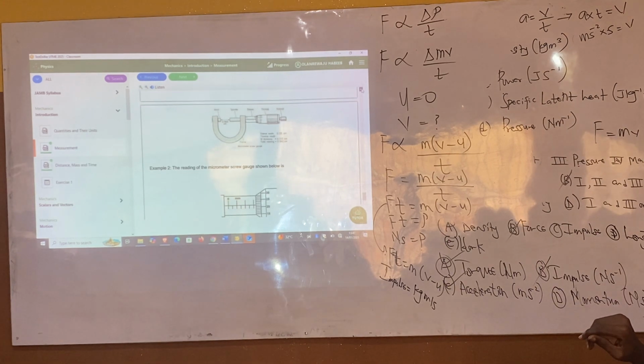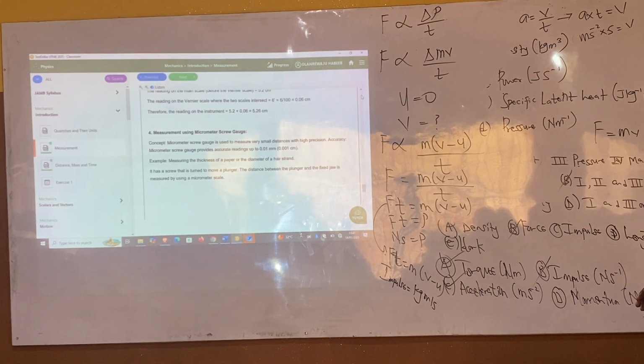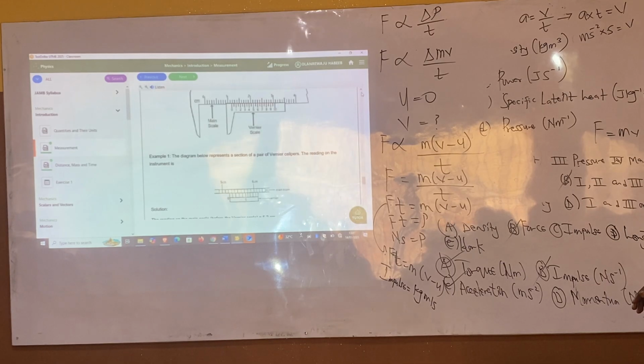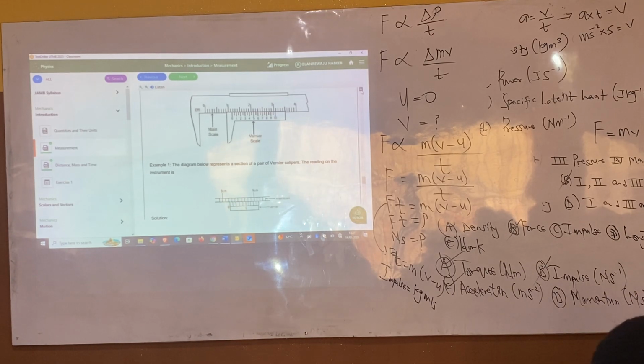So we are going to calculate. We are going to make some calculations with the vernier caliper.